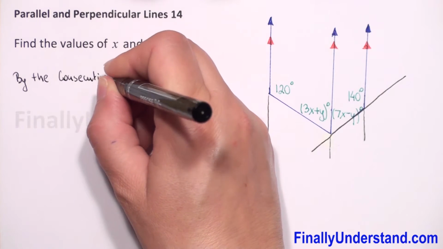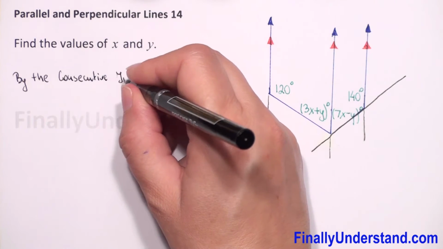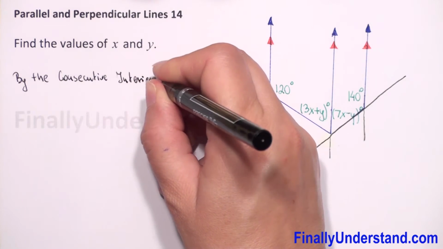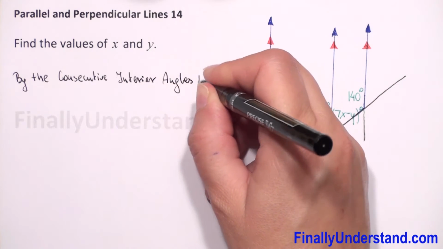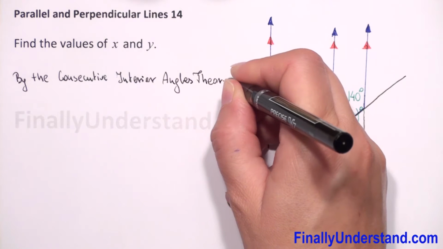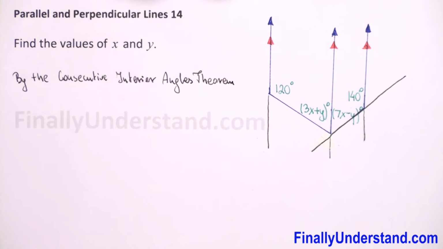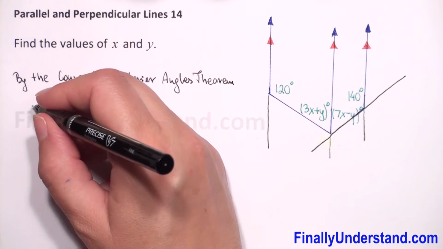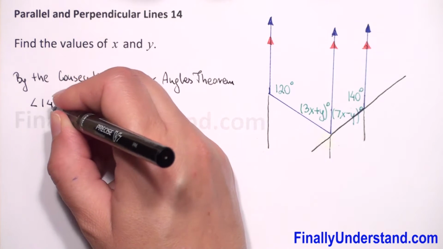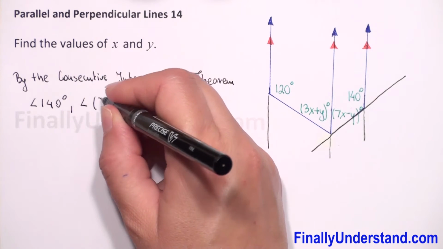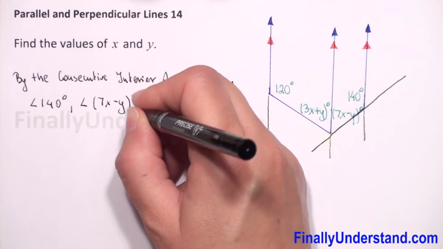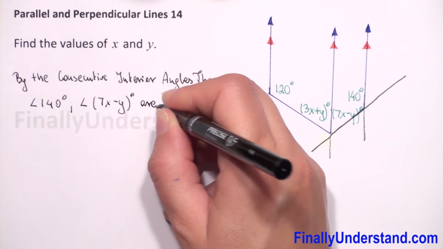consecutive interior angles theorem, we have that angles 140 degrees and 7x minus y degrees are supplementary.